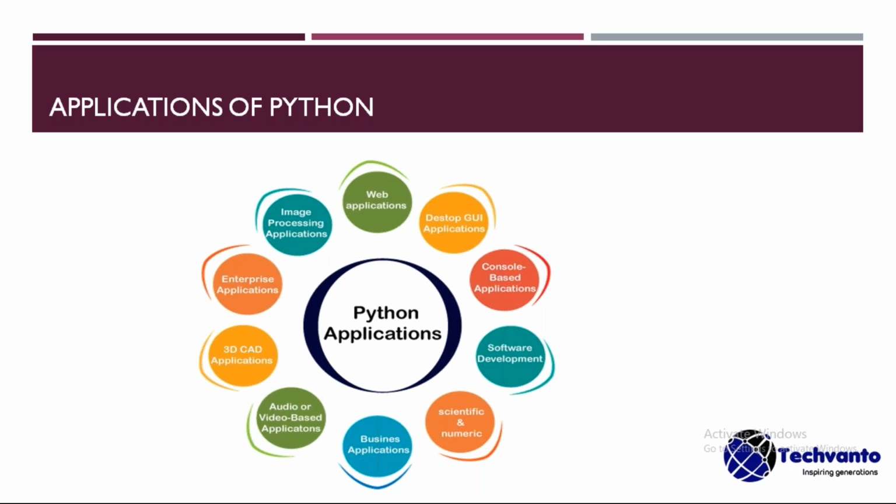Moving to the scientific and numeric applications, Python is widely used in scientific and numeric computing. For example, we can consider SciPy. It is a collection of packages for mathematics, science, and engineering. Pandas is a data analysis and modeling library that you can consider as an example of scientific and numeric applications.